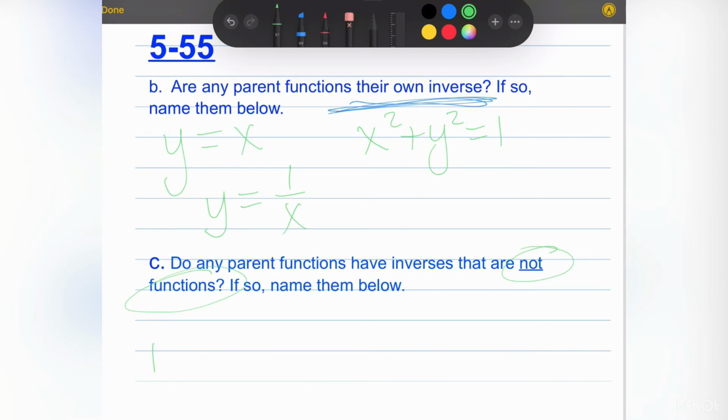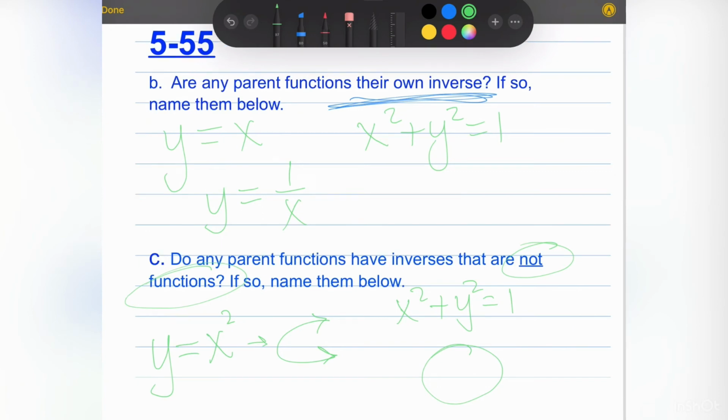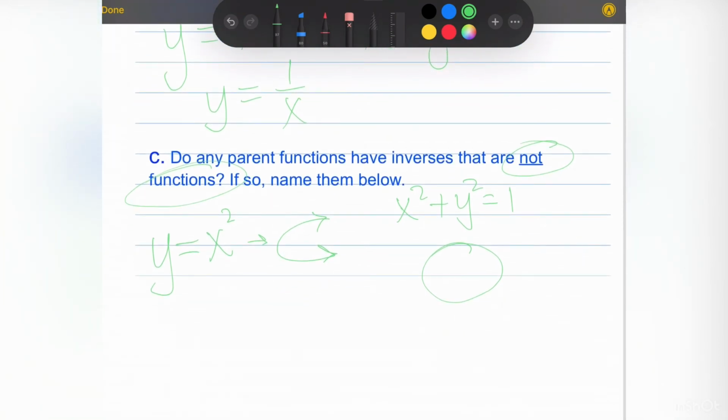So I'm looking for the inverses that aren't functions, even if the parent function is. So my inverse of y = x squared is that sleeping parabola, which we know is not a function. X squared plus y squared = 1. Our circle we already know is not a function. And our last one is the absolute value. So y = absolute value of x. The inverse looks very similar to our sleeping parabola. It's basically just a sleeping absolute value.